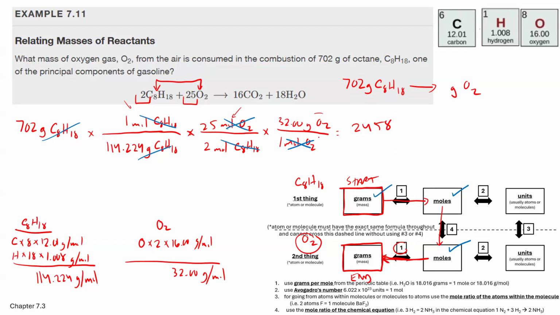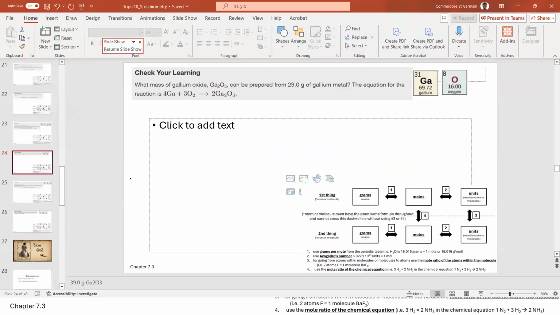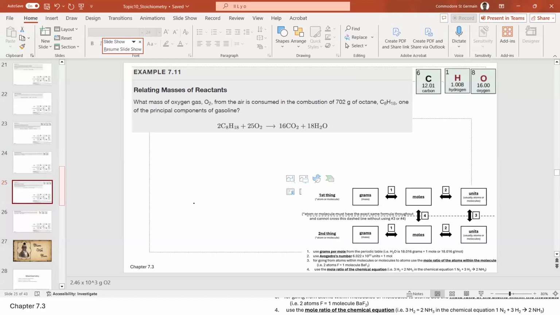2458 grams of O2. We need 3 significant figures. We drop the line here. So it becomes 2460 grams of O2. 3 sig figs, 3 sig figs. That's all we were trying to do, right?